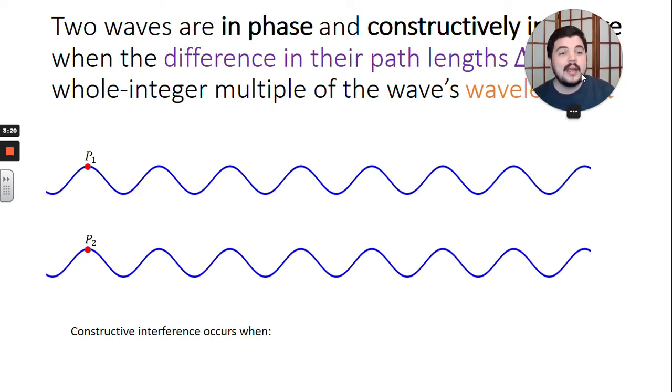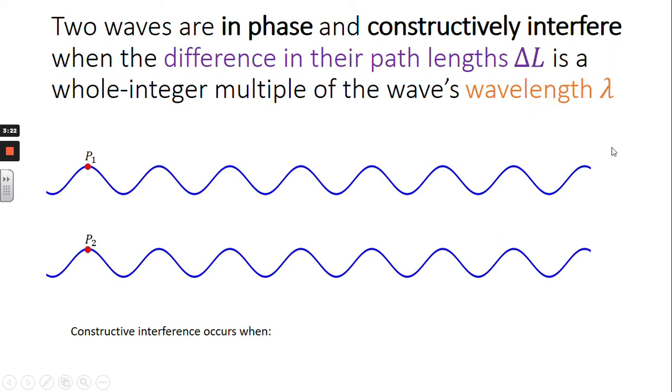So now, two waves, we're going to look at the conditions through which constructive and destructive interference happen. Constructive interference is when they add up together to give you a bigger wave. Destructive interference is when they subtract to 0. So two waves are in phase and they constructively interfere when the difference in their path lengths, delta L, is a whole integer multiple of the wave's wavelength, lambda.